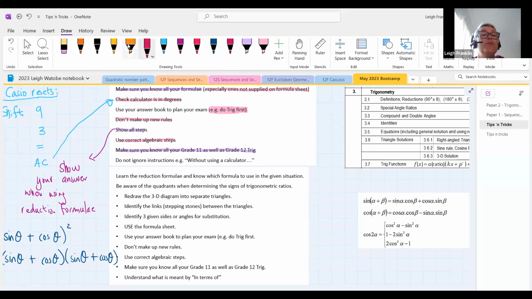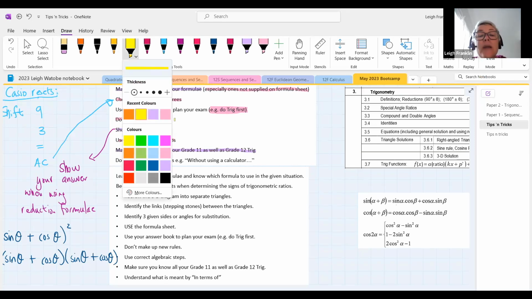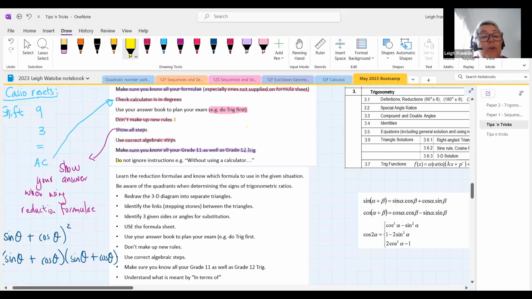Another thing that's really important in your section on trig: you are doing general trig, and you are not allowed to use a calculator. So do not ignore instructions where it says without the use of a calculator. If you are doing, let's say, the theorem of Pythagoras, and you have 25 squared minus 7 squared, you can use your calculator for that. But when they say without the use of a calculator, they generally mean that you need to show all your steps, and you are not calculating the size of theta.